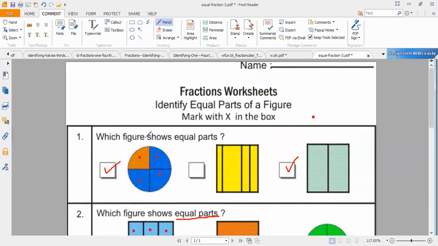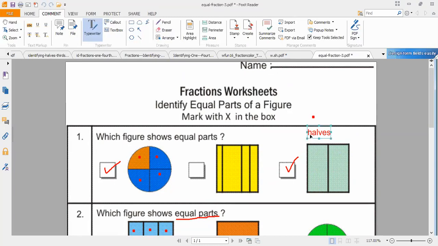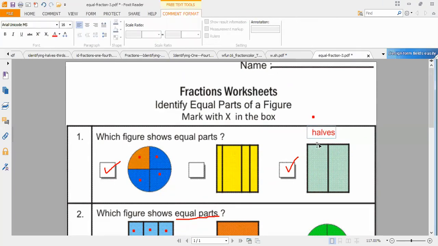In the first one here, do we have a shape with 2 equal parts? Yes. Which one? The square. We call these parts halves. Do you remember, grade 1, the halves? These two parts, halves. But it's important that the two parts are equal. One part here is called 1/2.